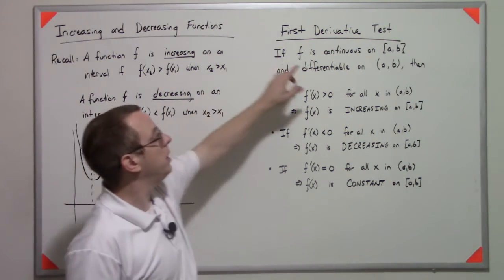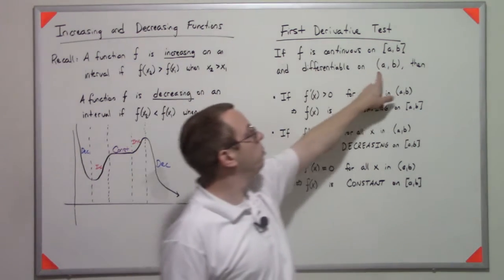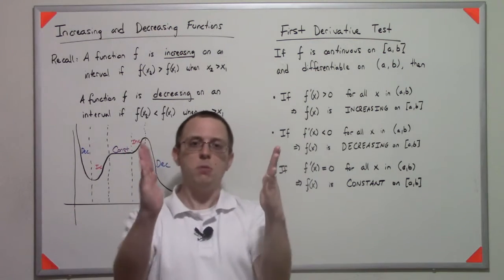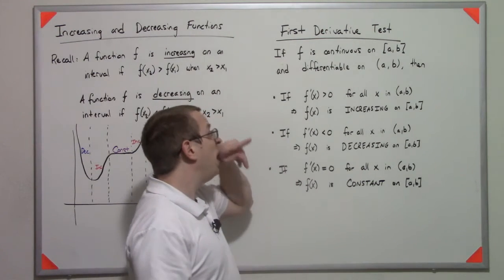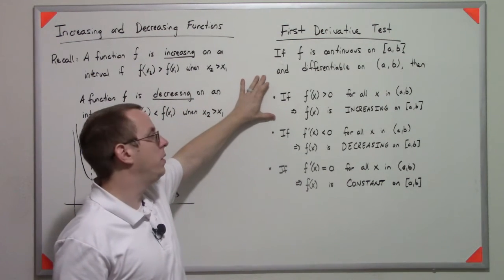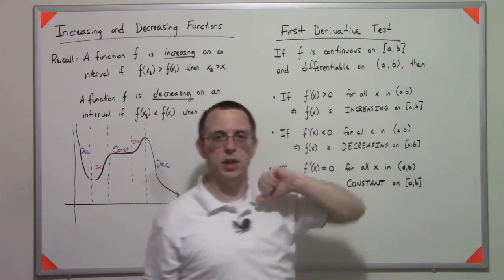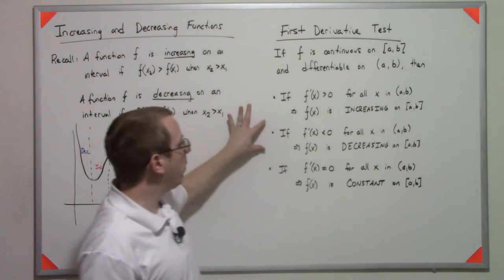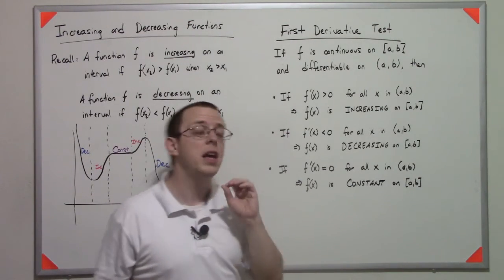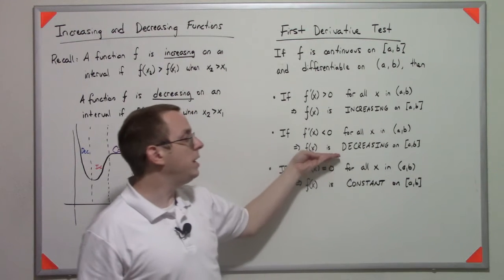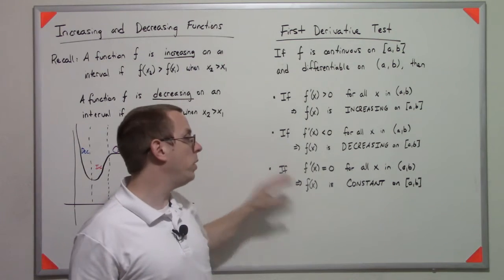If we have a function that's continuous on some closed interval, and differentiable on the open interval, then: if the value of the derivative is positive in that open interval, the function is increasing on the closed interval. If the value of the derivative is negative in that open interval, it's decreasing on the closed interval. And if the value of the derivative is 0, it's constant.